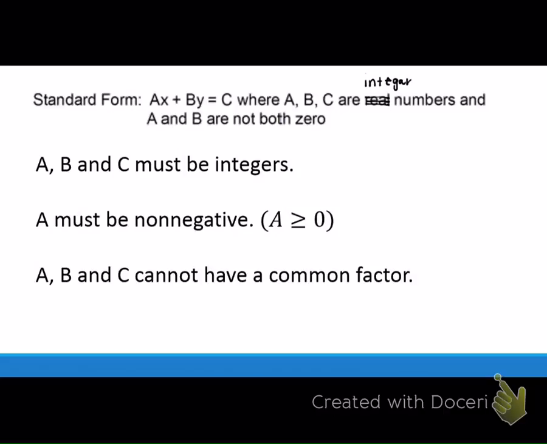So the big thing here is a, b, and c must be integers. So this means no fractions or decimals. A must not be negative, so that's what that's saying there. But, just so you know, b and c can be negative.